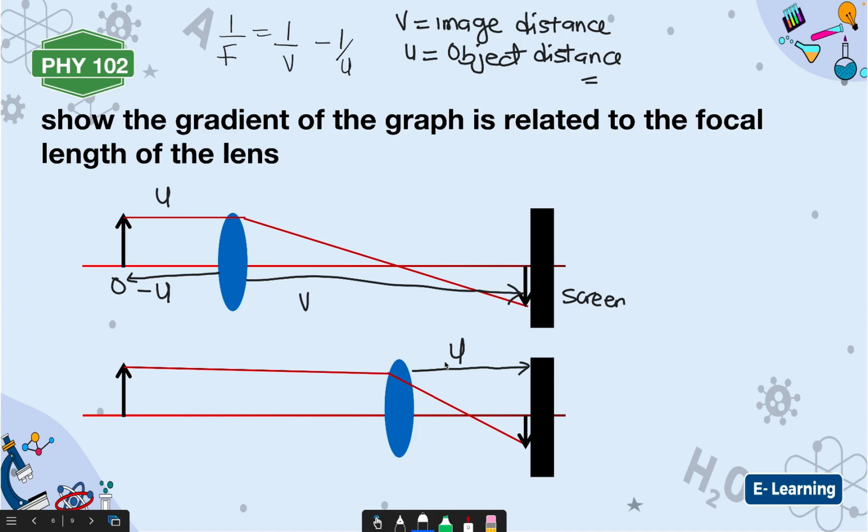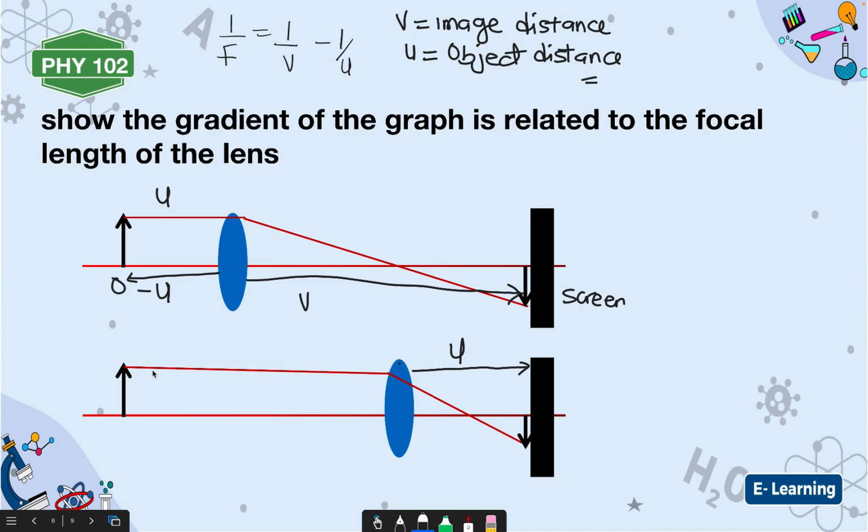But what we are trying to tell you is that the two places where the images will be formed, the distance of the object to the first position must be equal to the distance of the image to the second position. The object distance here must be equal to the image distance here. Is that okay? Now, in the same way, this V here must be equal to this V here.